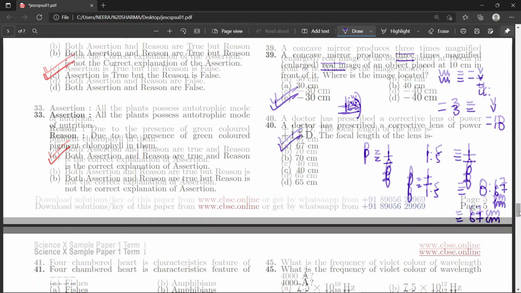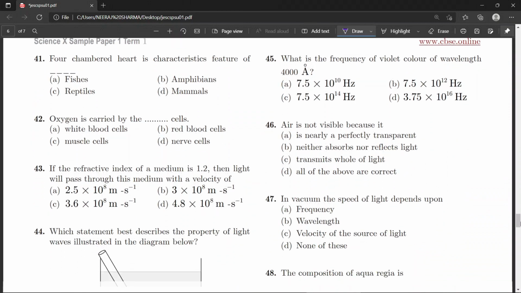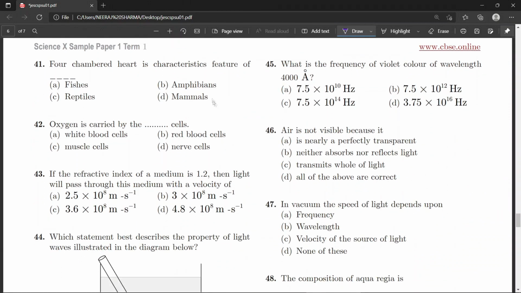Coming to question number 41. Four-chambered heart is a characteristic feature of fishes, amphibians, reptiles and mammals. As you know, the mammals have a four-chambered heart. Humans are also mammals. So we have a four-chambered heart, left, right, up and down, right? So it is option number D.